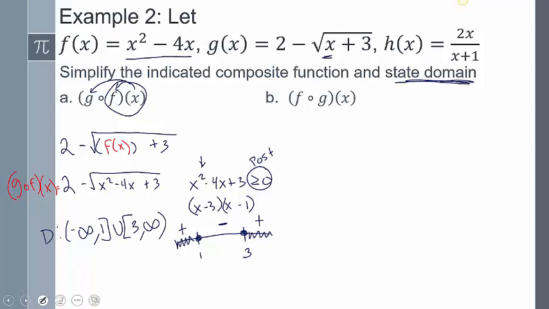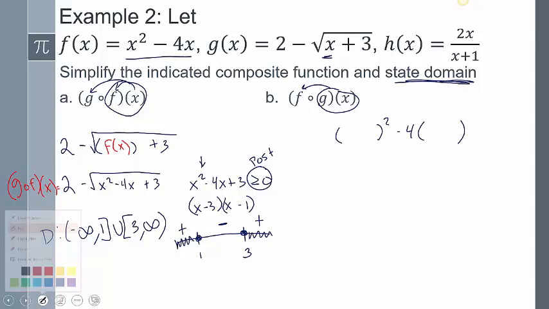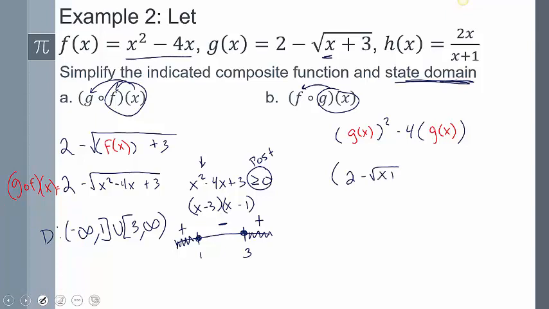My next one, this one says f of g of x. So now I'm taking the g and plugging it in. So same idea here. I need to imagine this having placeholders. So if I'm taking my g and plugging into my f, with my f function, I need to imagine like there's placeholders. And what I'm plugging into this is my g function. So plugging in my g function, I'm going to get 2 minus the square root of x plus 3 squared minus 4 times 2 minus the square root of x plus 3.